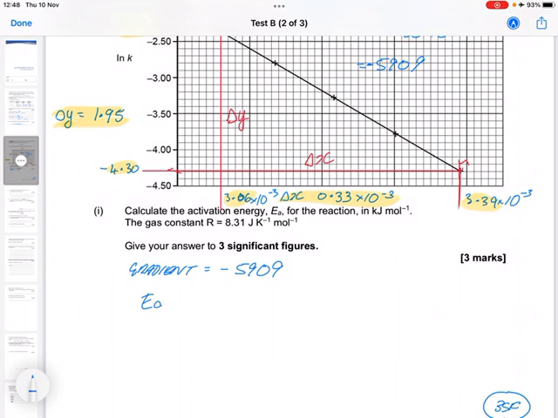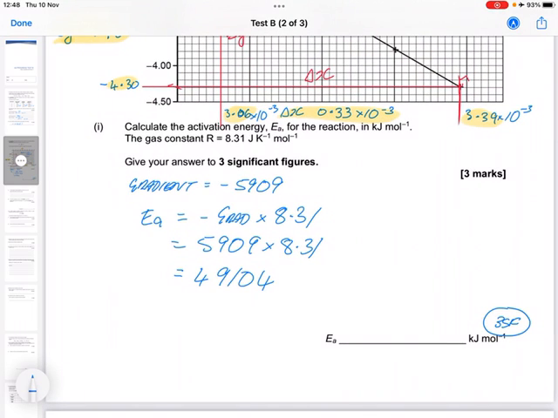So the activation energy is minus the gradient multiplied by 8.31, so that's 5909 times 8.31, which let me just work that out. So 5909 times 8.31 equals 49104, that's in joules, so divide it by 1,000, which gives me 49.1 kilojoules per mole. So 1 mark for the working, 1 mark for the activation energy, written to 3 significant figures.